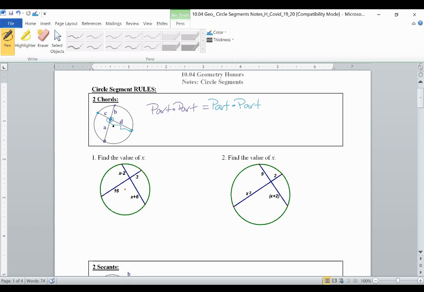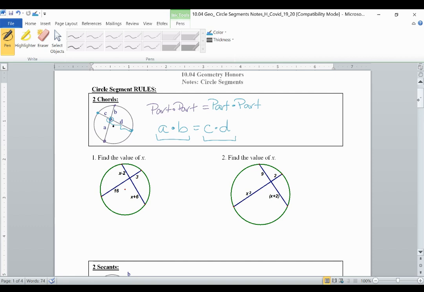In terms of these letters, you would take the length of A times B equal to C times D. And these should always make up the whole chord. If you were to add A plus B, it should equal the entire chord, that entire segment. C plus D should equal that other entire segment, the other one that's intersecting it.